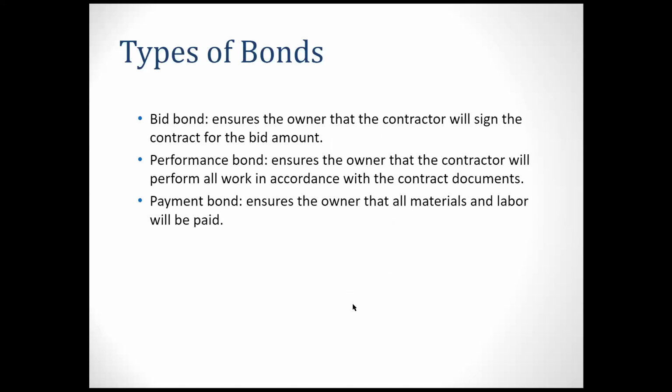So, types of bonds. What kinds of bonds may we have during estimating or during the project period? First we have the bid bond. It makes sure that, as a contractor, once you submit the bid, you're not going to say that is not my bid.